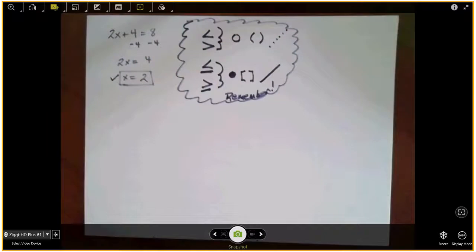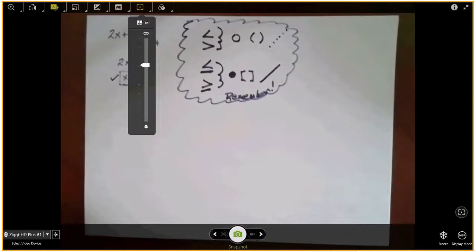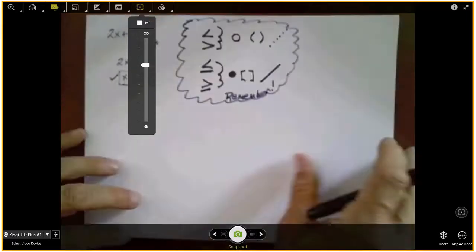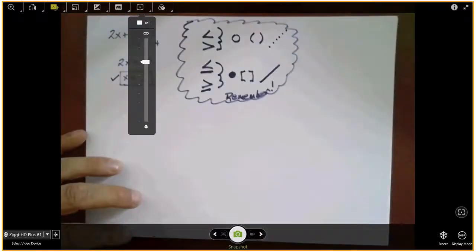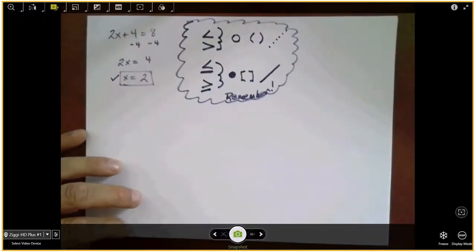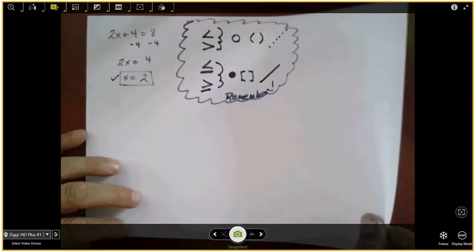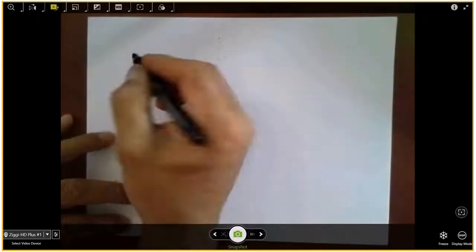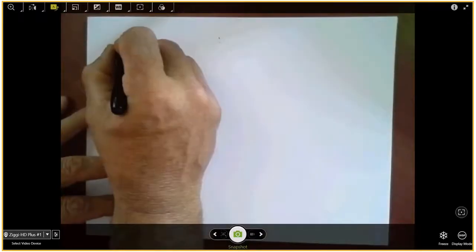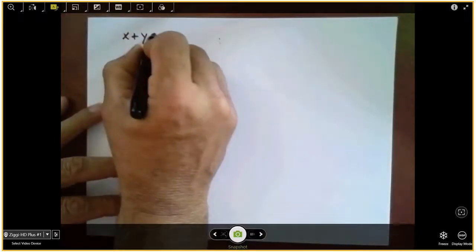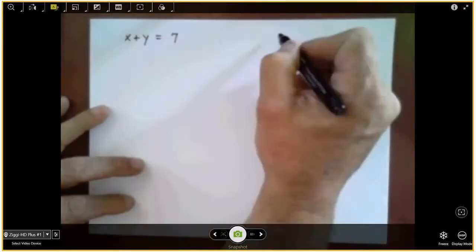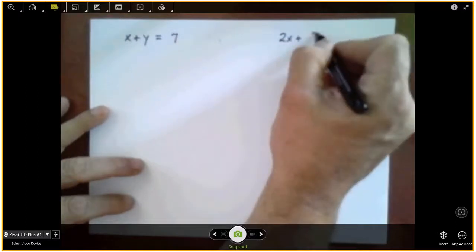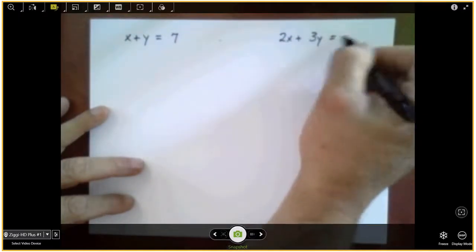Now, how do you use graphing with inequalities? Well, let's just take an example and use the two lines and find out where they are on the graph. So I'm going to use x plus y is equal to 7. And 2x plus 3y is equal to 8.